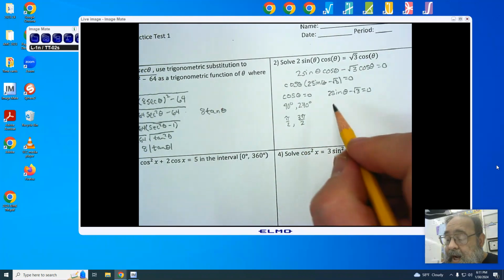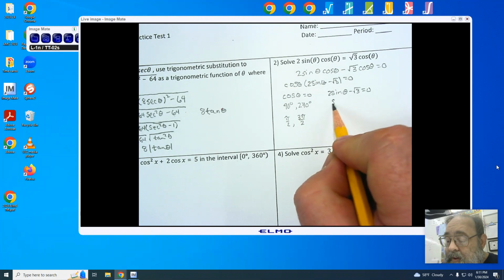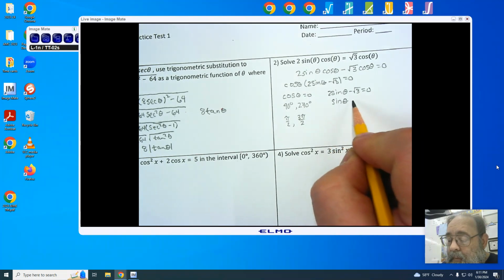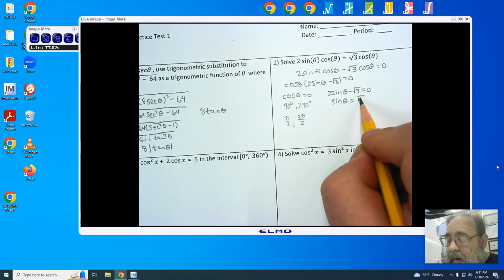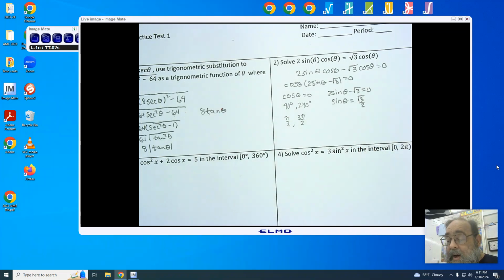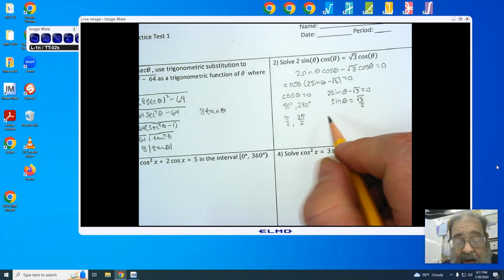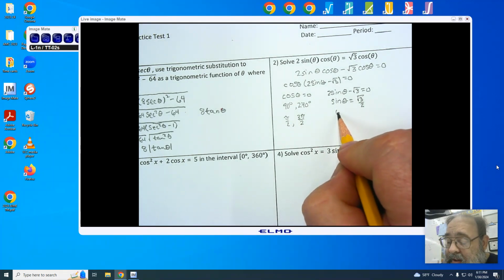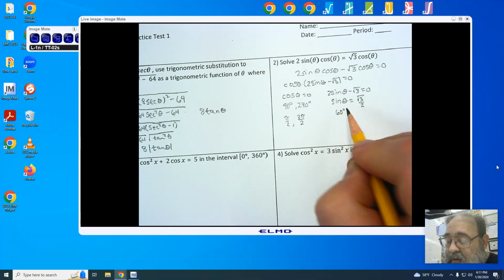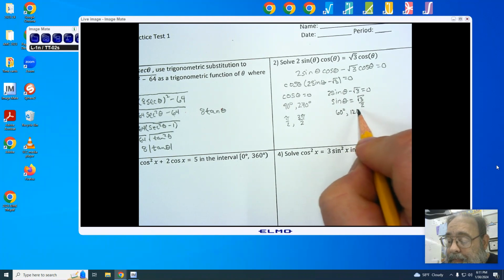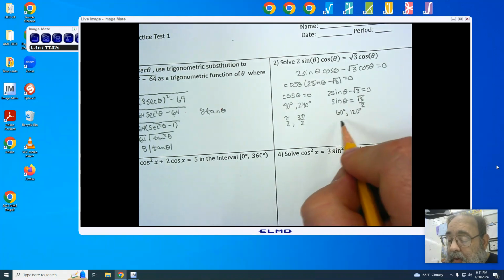We then go to the second part. We're going to solve for sine of theta by adding root 3 and then dividing by 2. Notice we now have the sine of theta as root 3 over 2. Once again, we think about our identity or our ratios, and we should get 60 degrees. This is in the first quadrant, and then we have 120 degrees in the second quadrant. If you're dealing with radians, this would be pi over 3 and 2 pi over 3.